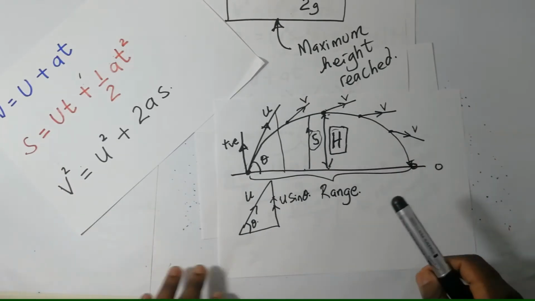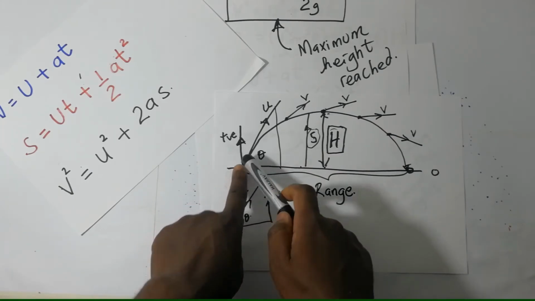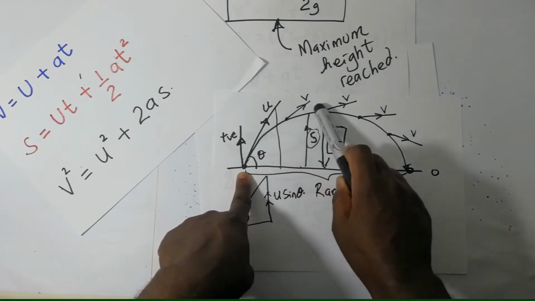Now there's another characteristic here. Here it is at 0 displacement. The particle is at 0 displacement. It's going to move up, then it's going to come back down.